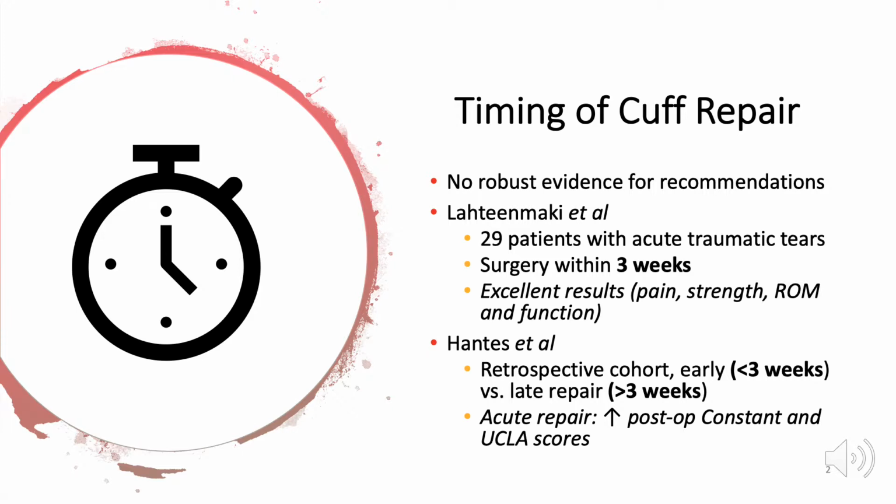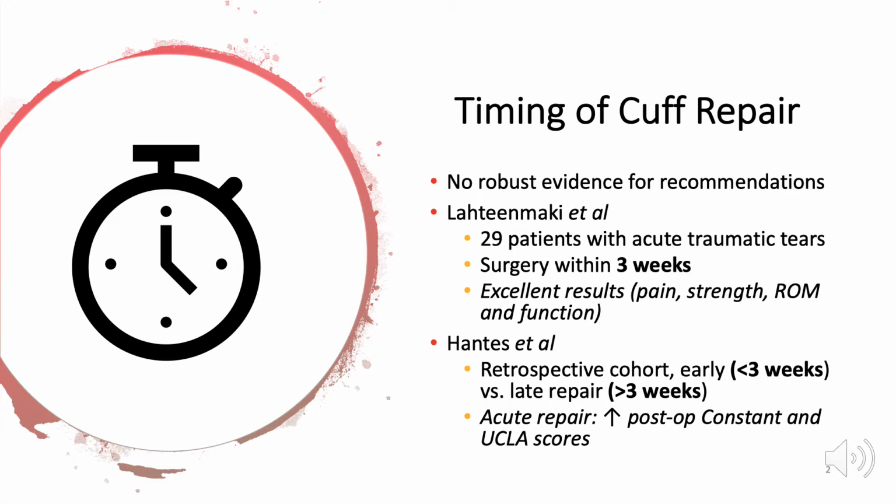There are a few studies out there looking at repair in the acute setting versus the chronic setting, to see how patients are doing. This first one by Lähteenmäki et al. is just a case series looking at patients with acute traumatic tears. The patients had surgery within 3 weeks, which is very fast. Overall, there was a 96% satisfaction rate with these patients, 85% rate of return to normal strength, return of forward elevation, and 85% resolution in pain.